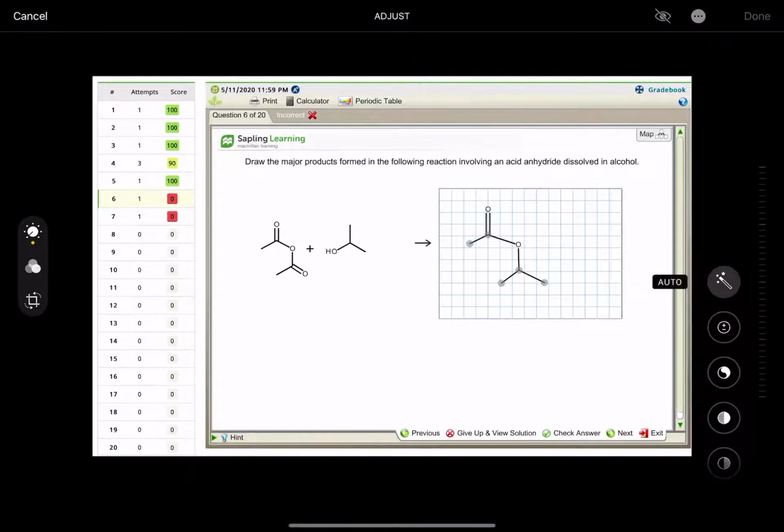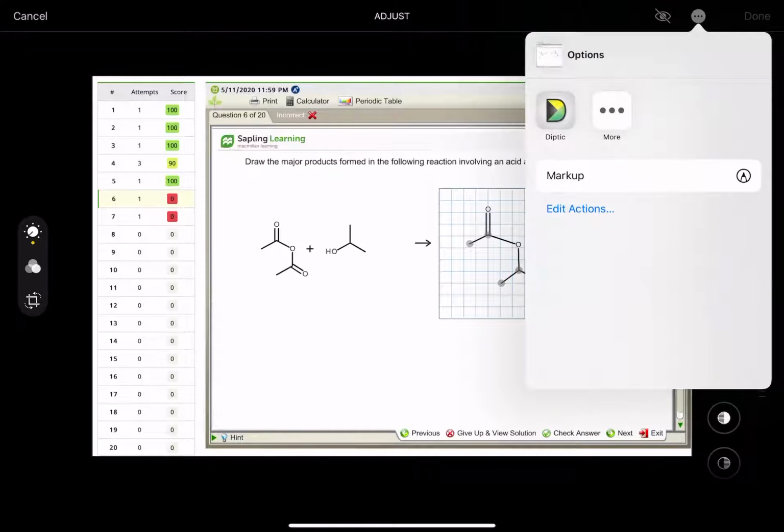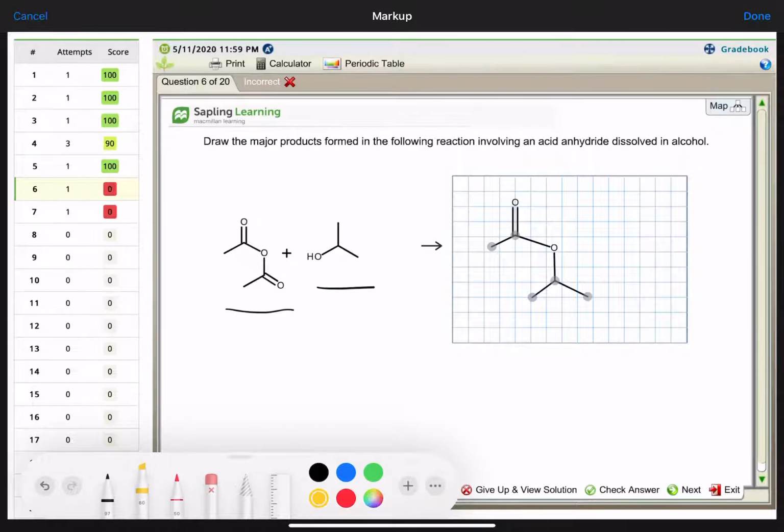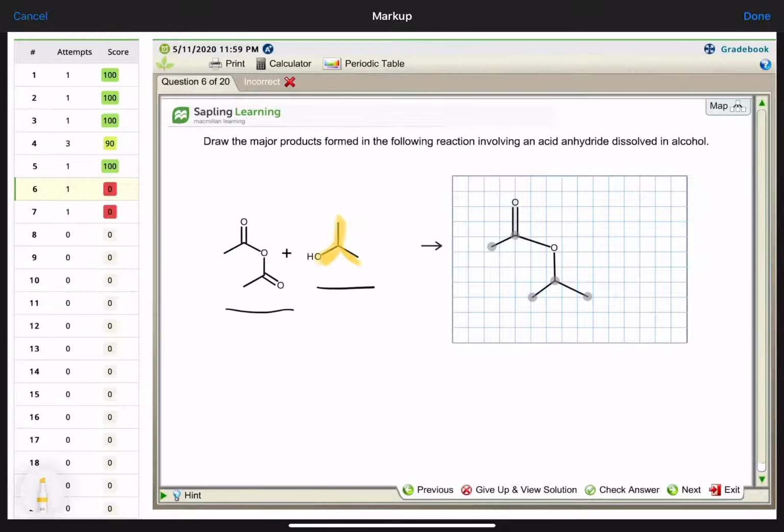So I wanted to show you a couple of Sapling problems that made me miserable. This first problem is acid anhydride reacting with an alcohol. So this is an alcoholysis problem, which makes an ester. I drew the product over here. I thought I was good because I took the R group from the alcohol and put it right here. And as you can see, it told me that that was wrong.